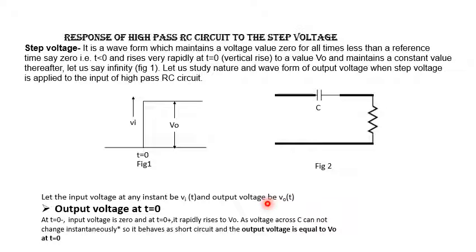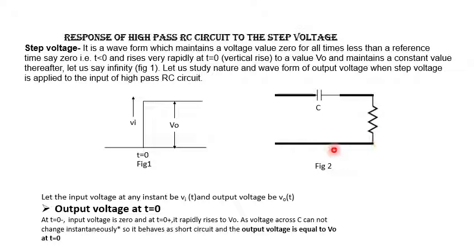Now let us find out what is the output voltage at t equal to 0. That is, when the input voltage suddenly increases, it increases sharply from 0 to V naught. What is the output voltage at that time? Input voltage is increasing from 0 to V naught. What is the output voltage across the resistor?